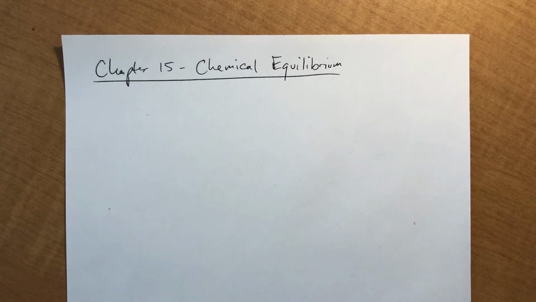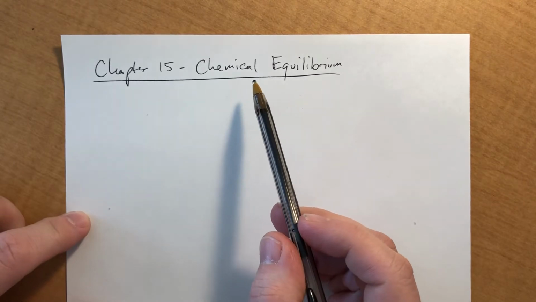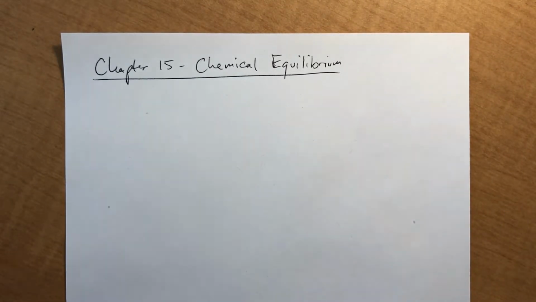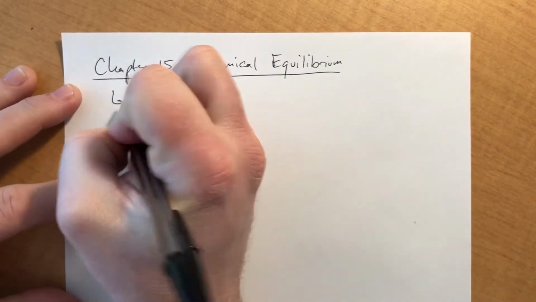Okay, so this is the beginning of chapter 15. Chapter 15 is an entire chapter about the concept of chemical equilibrium. This concept will be kind of the fundamental concept for the next two chapters after it, so we gotta make sure we got a good handle on this.